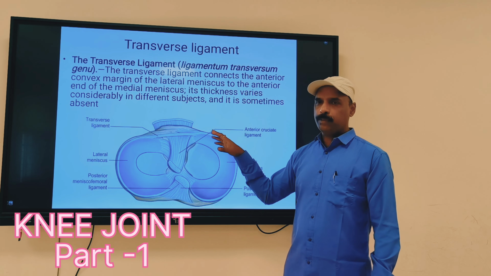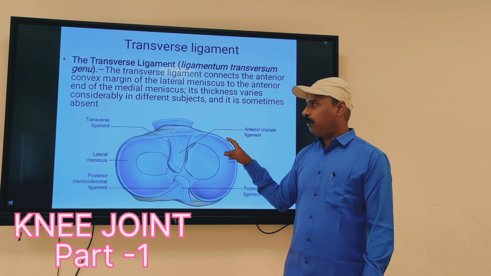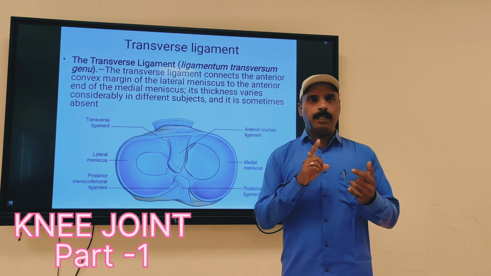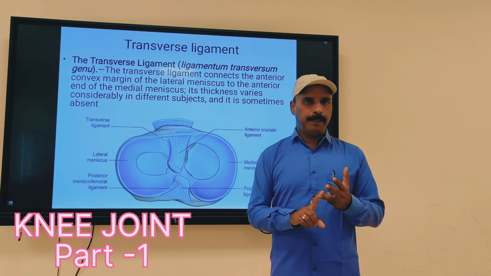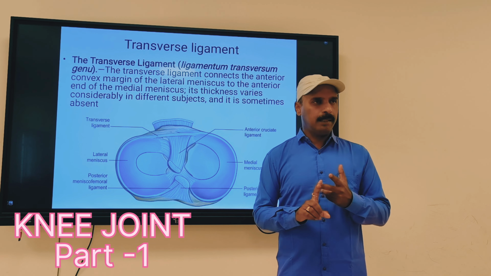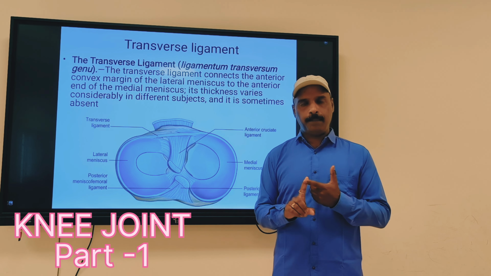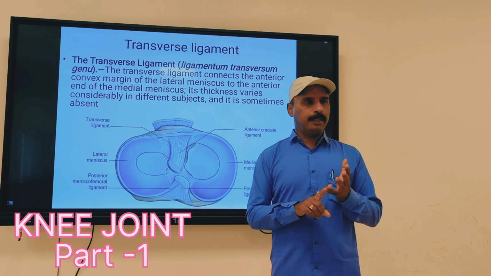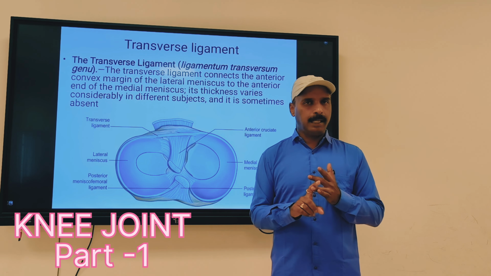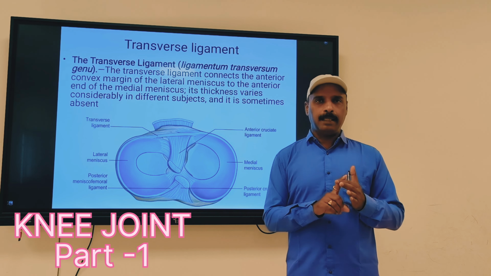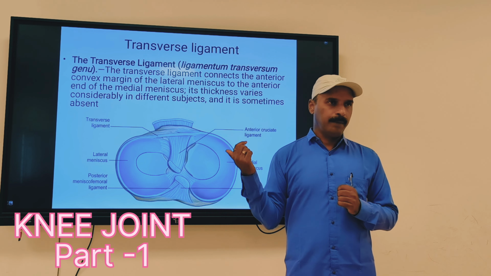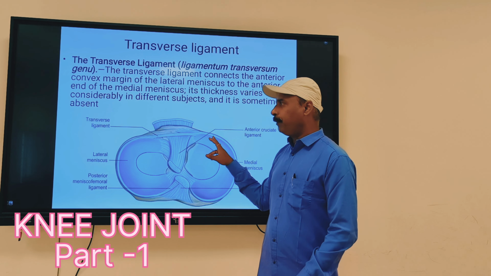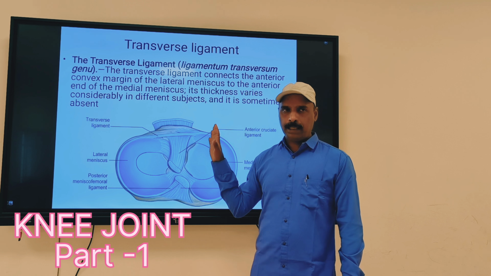So these are the things you have to remember about all the ligaments of the knee joint. We have dealt with the fibrous capsule, ligamentum patellae, tibial collateral ligament, fibular collateral ligament, arcuate popliteal ligament. Then we have the anterior cruciate and posterior cruciate ligaments, medial meniscus, lateral meniscus, transverse ligament, then the oblique popliteal ligament. So all these 11 ligaments we have dealt with.